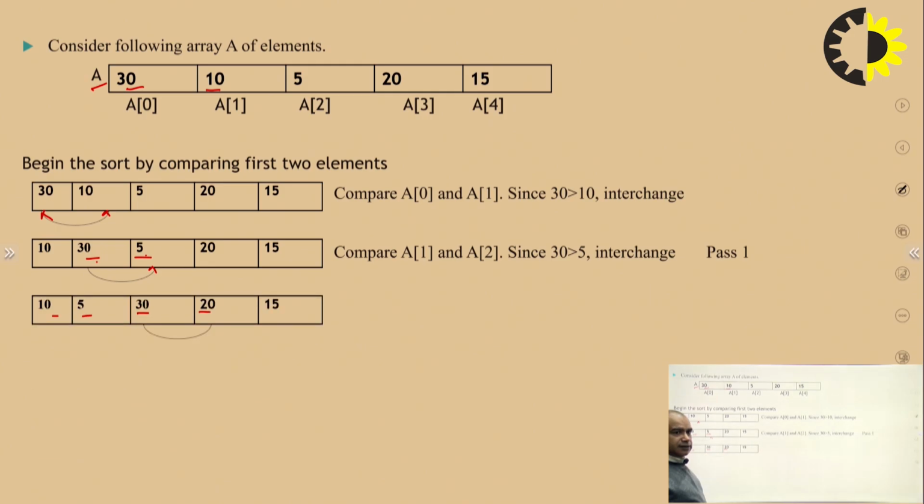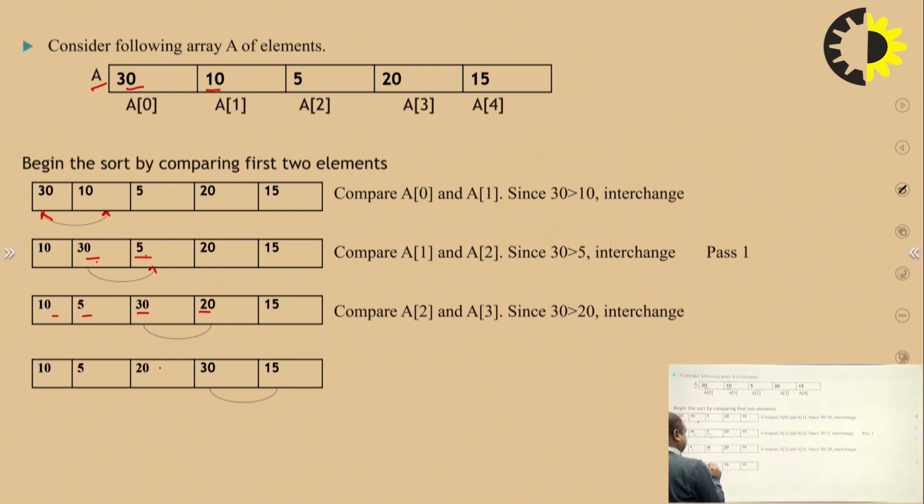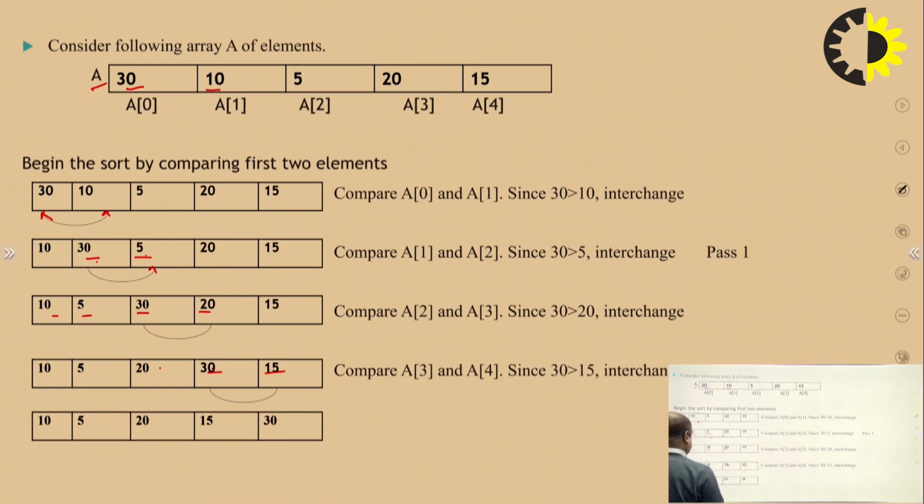Now compare 30 with the next element, the third element with the fourth element. When we compare, we see 20 is lesser than 30, so swapping will happen again. After the swapping, 20 will come here and 30 will come here. Again, we compare 30 with 15, the fourth element with the fifth element. Once we compare these two, the higher element, 30, will be at the last position.